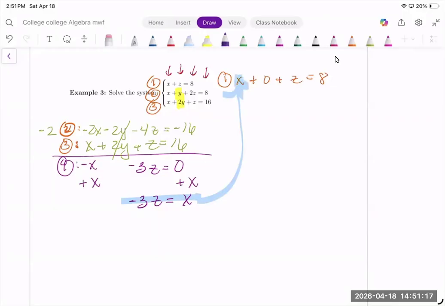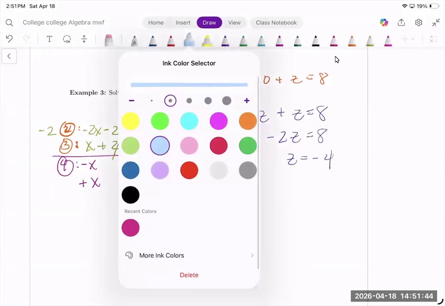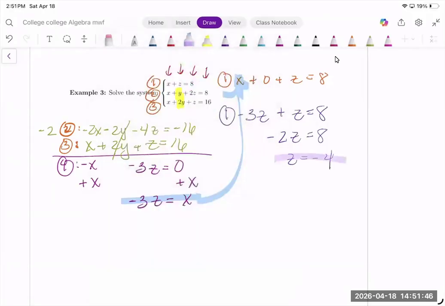Z. So I'm going to go into equation 1, -3Z plus Z equals 8. So -2Z equals 8. Dividing by -2, again, I combined like terms, sorry. So Z now divided by -2 is equal to -4. Now that I know what Z is, change colors here. I'm going to pop that sucker back over here.